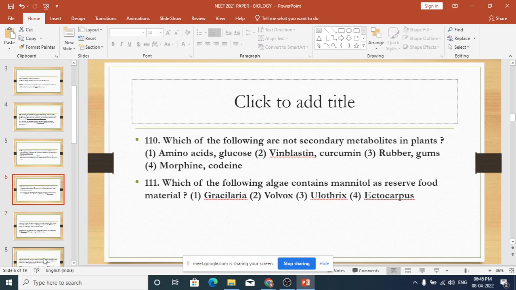Now you will get an idea what is the difficulty level or easy level of the NEET paper. This is the 2021 paper I have taken. So, which of the following are not secondary metabolites in plants? The answer is amino acids and glucose.